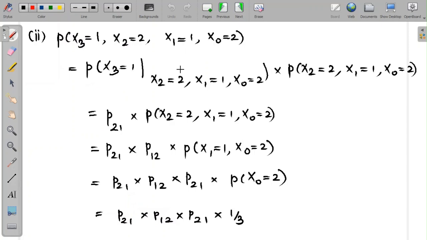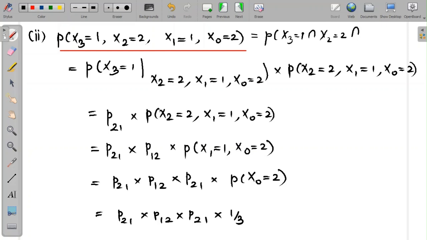The second question wants us to find this probability. Now, this is a pretty interesting question, and it will be more interesting if you can follow exactly what is asked. It says after three time steps, the system should be in state 1. But also, the comma here is to be understood as an intersection symbol. The comma here is to be read as good as intersection. So it is equivalent to P of X3 is 1 intersection X2 is 2 intersection X1 is 1 intersection X0 is 2.